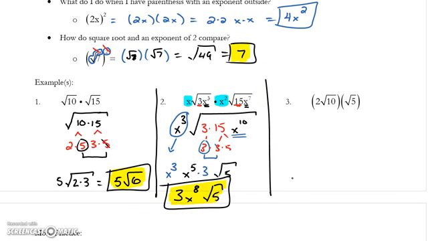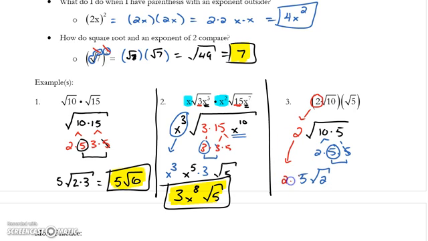And for number 3, the 2 is the only number outside. So the 2 is the only number that stays outside. Inside is 10 times 5. And then factor tree. 2 times 5 times 5. That's a pair of 5s. Use 1, get rid of 1. That 5 gets pulled out. The 2 stays inside. And this 2 was already outside. 2 times 5 is 10 square root of 2.